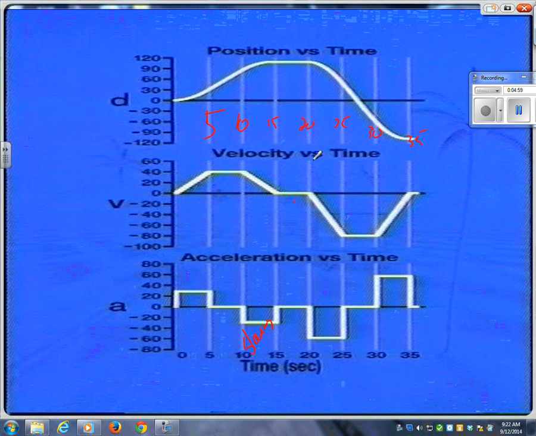Speeding up backwards. If the velocity time graph moves away from zero, whether it's up above zero or down below zero, the car is speeding up. And the acceleration time graph is negative in conjunction with the velocity time graph. They're both the same sign, both negative, negative, negative. You can say it's speeding up backwards.